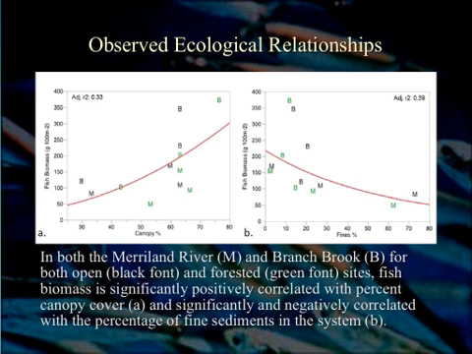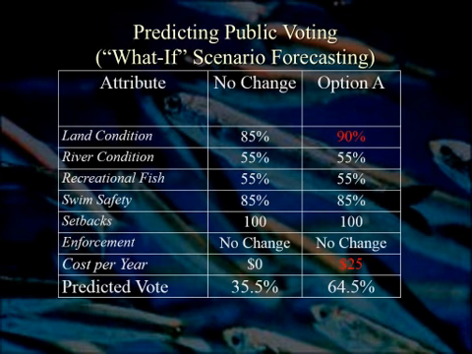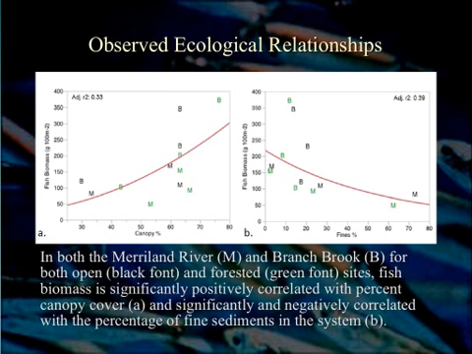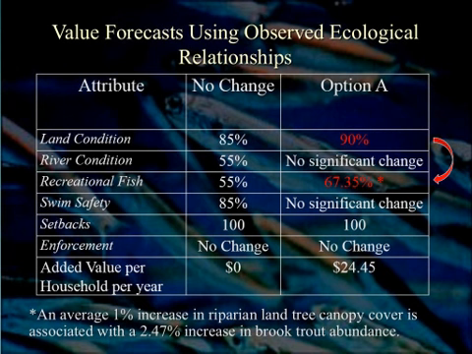Okay, really quickly. Instead of just doing a pure what-if scenario, you can also model what would happen. In this case, we have a positive relationship between forest canopy, natural riparian vegetation, and fish biomass. That's in this left-hand column right here, and this just shows the regression line. What you can do with that is estimate that an average 1% increase in riparian land tree canopy is associated in the watershed with a 2.47% increase in brook trout abundance. That's just based on correlations we see in the watershed.